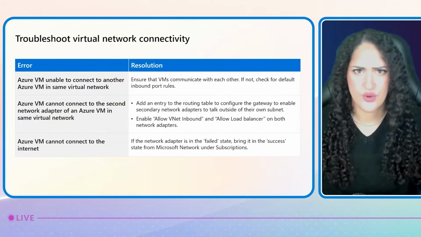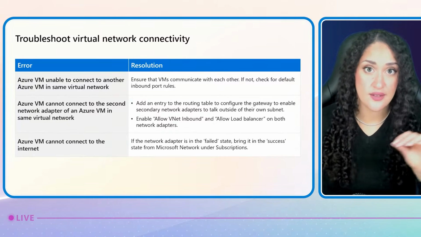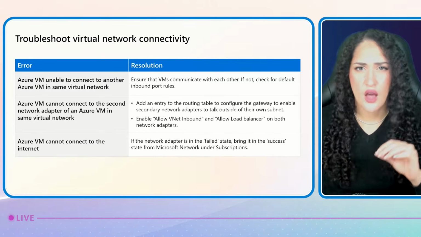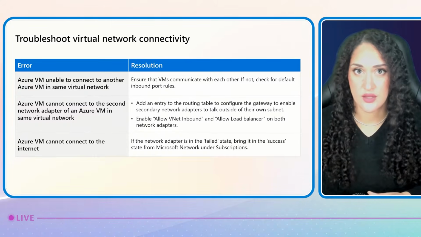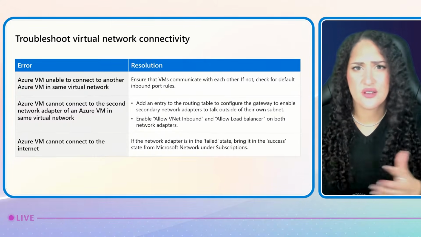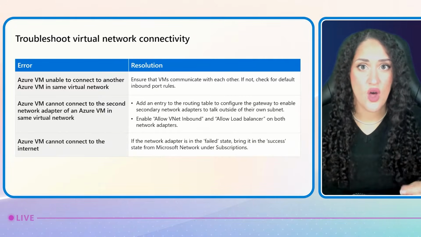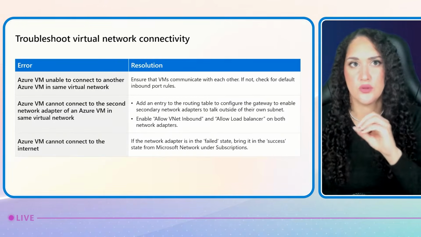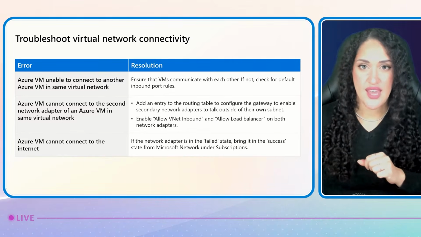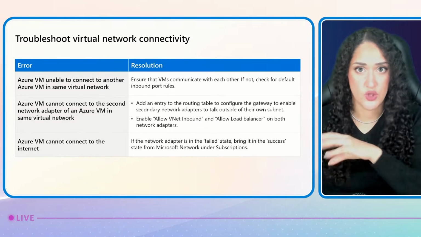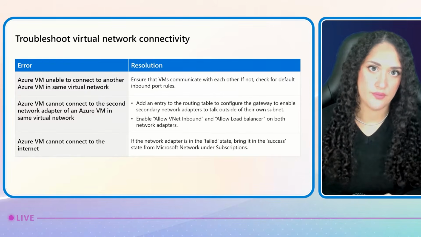And once you configure everything, what now? Troubleshooting network connectivity is a practical skill you need to have for the exam. Common issues can include VMs unable to communicate within the same VNet, problems with secondary network adapters, or VMs that cannot reach the internet. For each scenario, know the resolution paths. For example, check inbound port rules, configure routing for secondary adapters, or fix network adapter states. Real-world troubleshooting scenarios can appear in the exam, and you need to know your options for resolution.